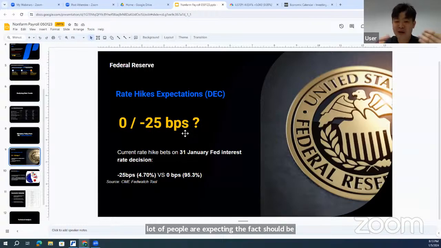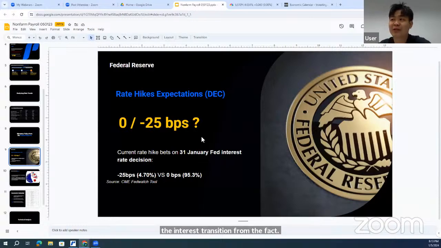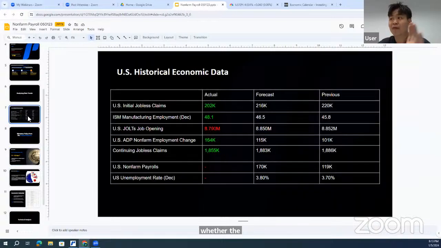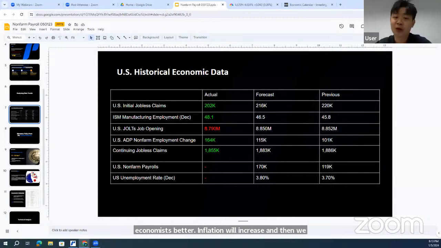And what is the relationship between the NFP and the interest rate decision from the Fed? NFP is just the first step in deciding whether the Federal Reserve is going to cut the interest rate or not. If NFP is very good, then we can expect the economy to be better and inflation to increase, and then we can slowly expect the Fed to consider increasing or lowering the interest rates.